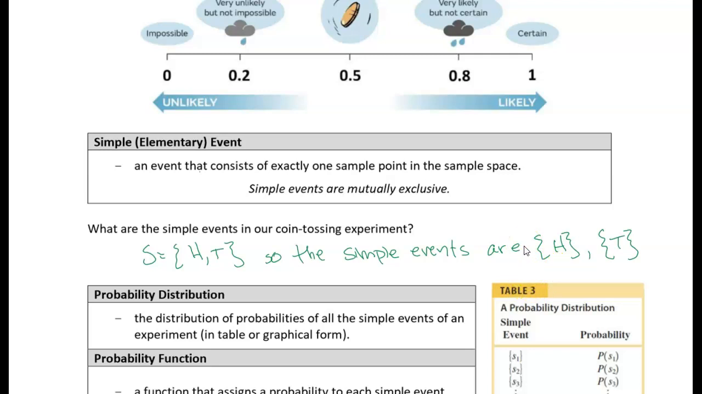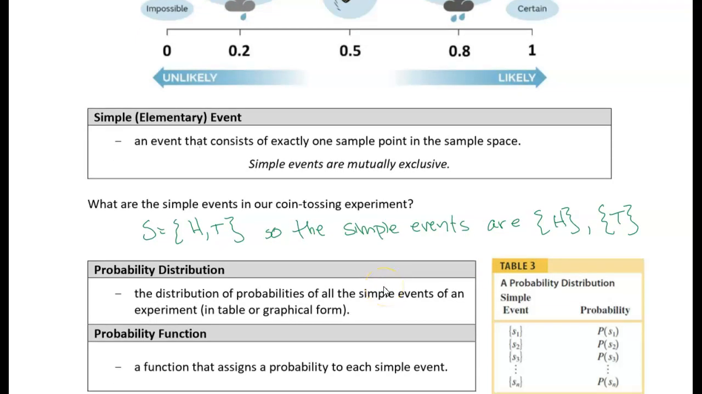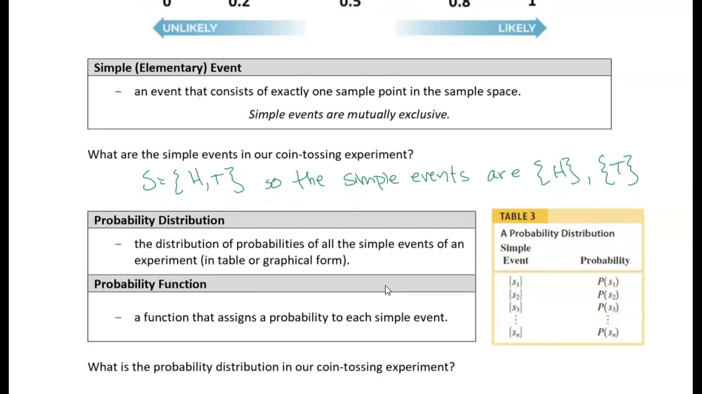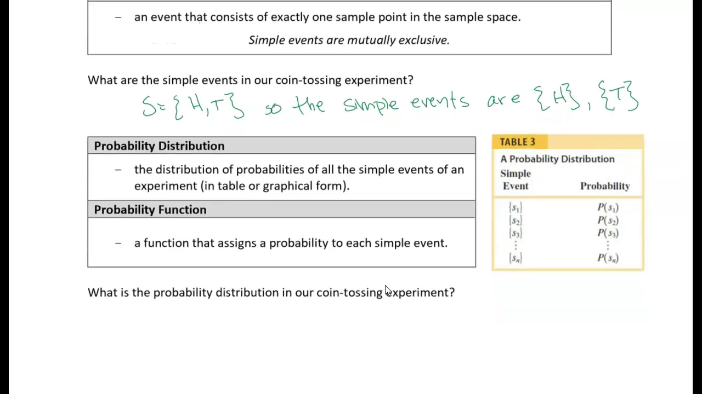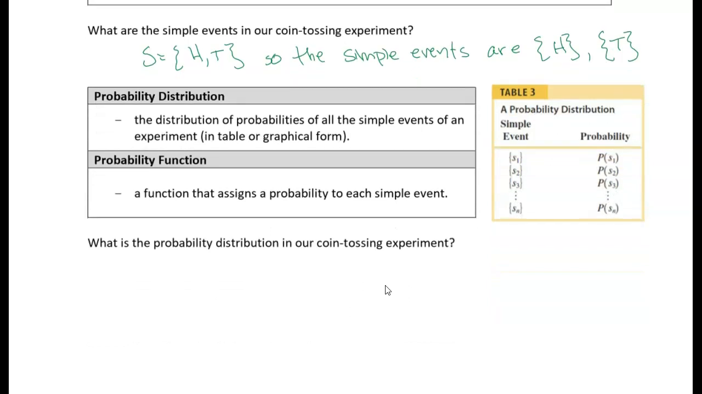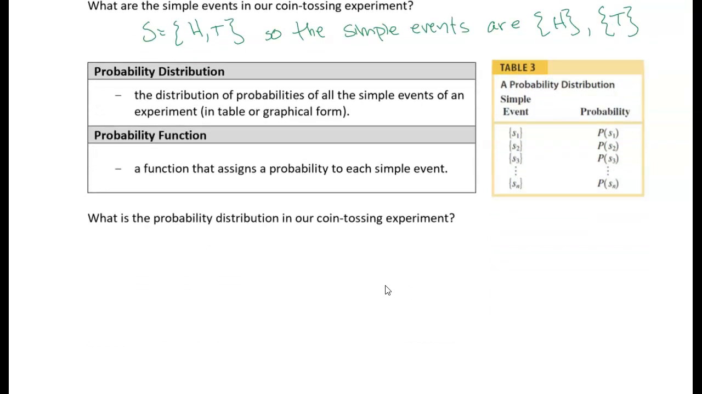And once we've got our simple events, then we can calculate probabilities of those simple events. A probability distribution is just the distribution of probabilities over all the simple events in an experiment, usually in table form, sometimes in graphical form though. And a probability function is a function that assigns probability to simple events. We're not going to work so much with probability functions in this class.